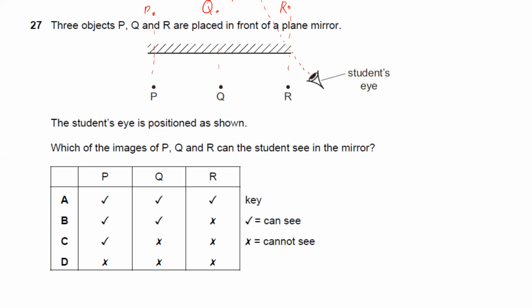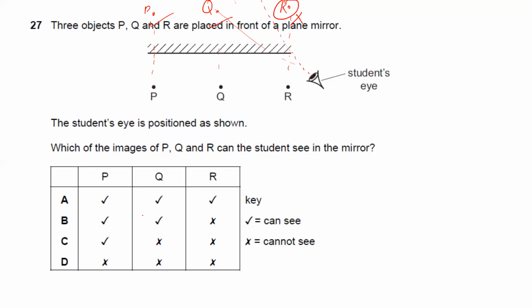So light rays coming from this direction. Say this student will see Q. Yes, Q will be visible. P will be in the line of sight. R is not in the line of sight, and the student will not be able to see R.